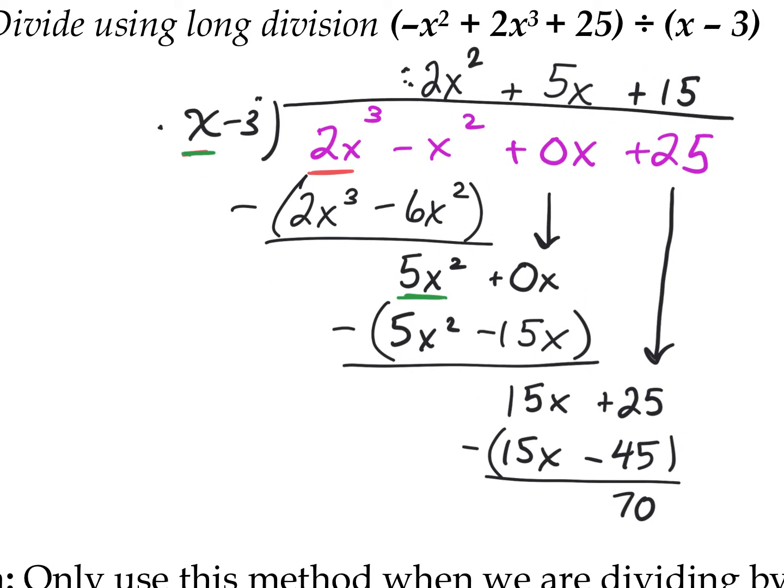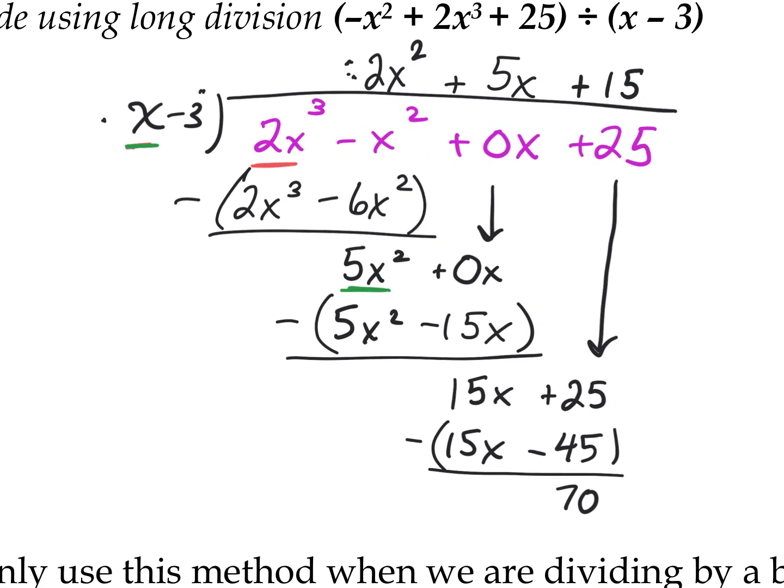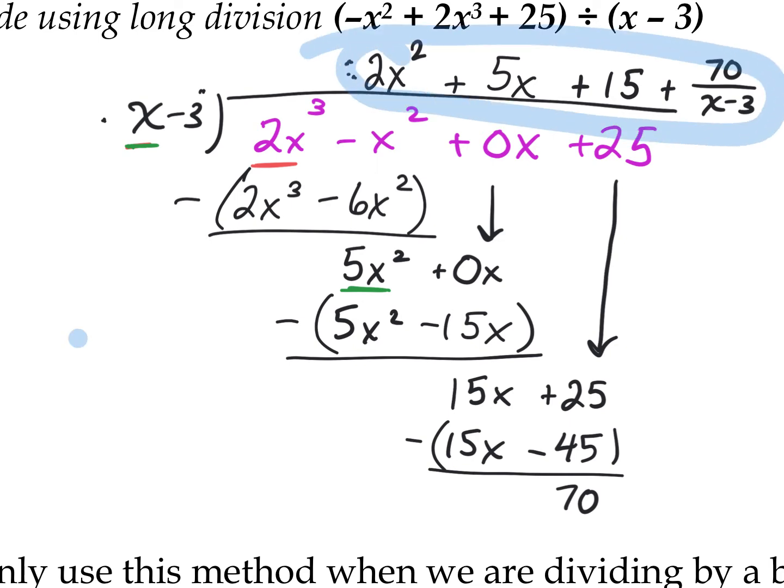So the way we write our answer is that we will add 70, but it is being divided by x minus 3. So right up here at the top of our page is our solution: 2x squared plus 5x plus 15 plus 70 over x minus 3.